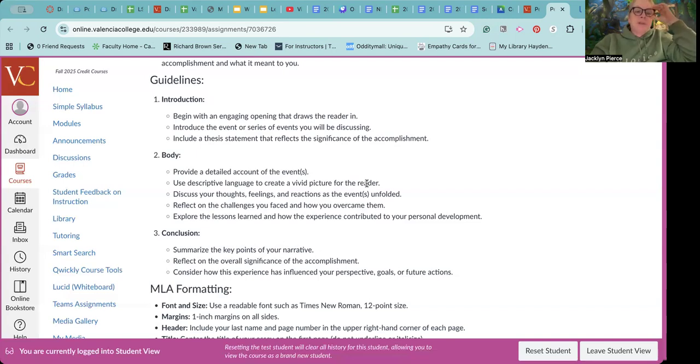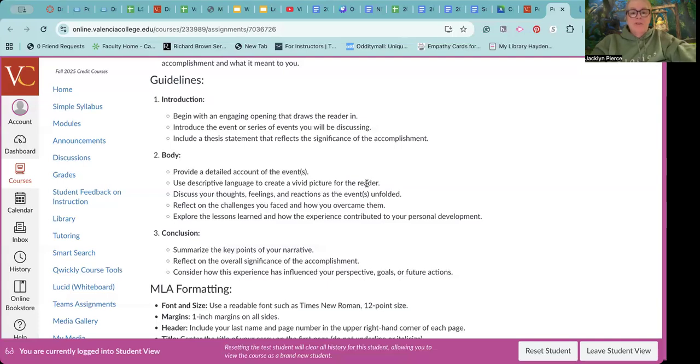You do want to use descriptive language. So if you are talking about people, places, or things, give us the full vivid picture. Discuss, of course, your thoughts, feelings, and reactions as the events unfolded. Do note, and this is an important one, when you are writing, you are using first person in this particular paper, but you never have to say things like, I think. You can just tell us what you think. We'll talk more about that as we get into some of the later papers.